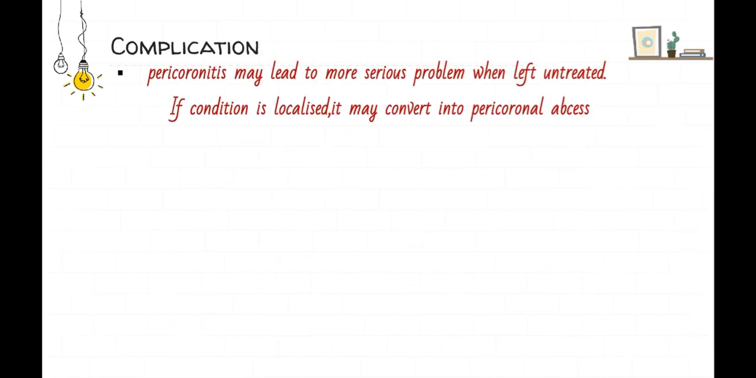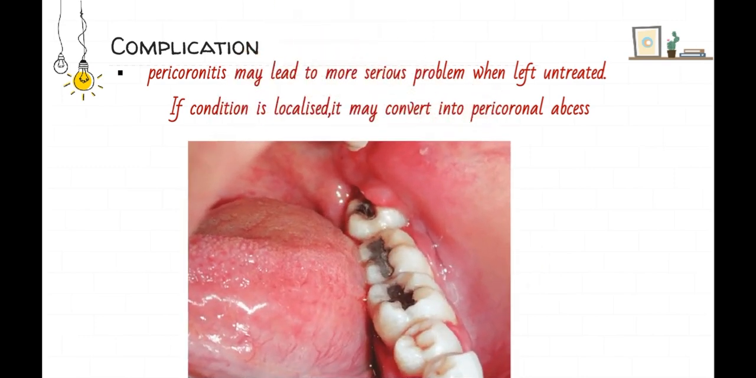Next, complication. This part is very important. Pericoronitis may lead to more serious problems when left untreated. If the condition is localized, it may convert into pericoronal abscess. You can see the partially erupted tooth and the pericoronal abscess around it. If infection is localized, that can happen. This is the pericoronal abscess location.